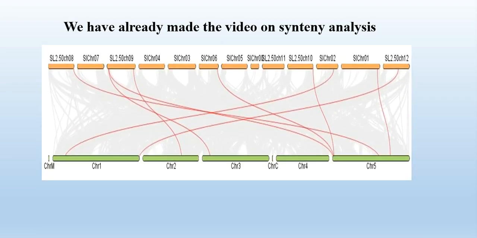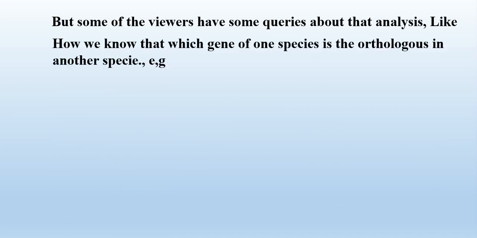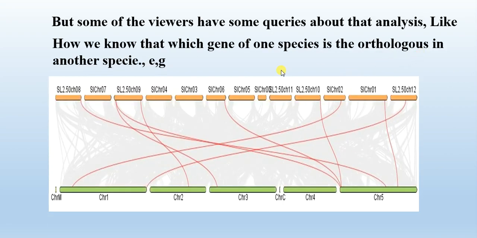Although we have already made a video on Synteny analysis, some of the viewers have some queries about the analysis, like how we know which gene of one species is the ortholog in another species. For example, when you do the dual Synteny plot, you get this type of figure. Here we have this line. It shows that this gene is the ortholog of this gene of this plant species.